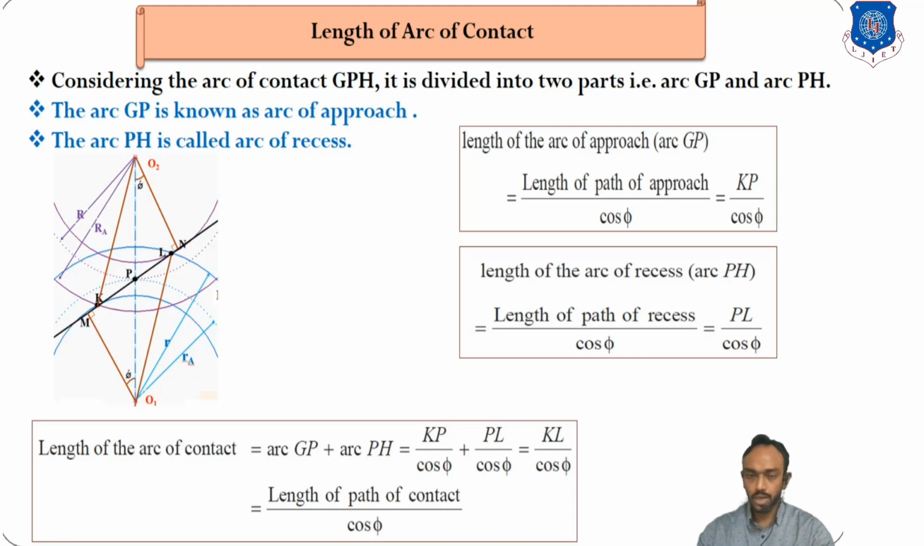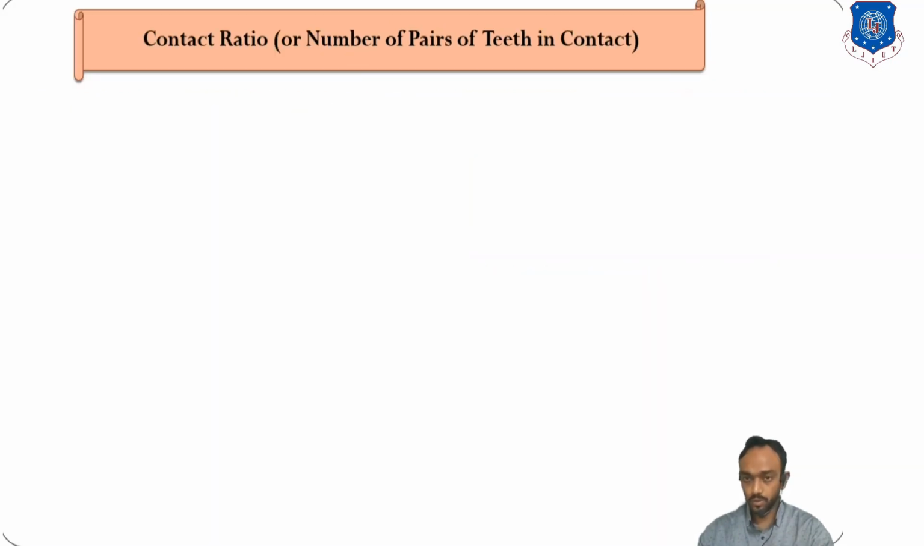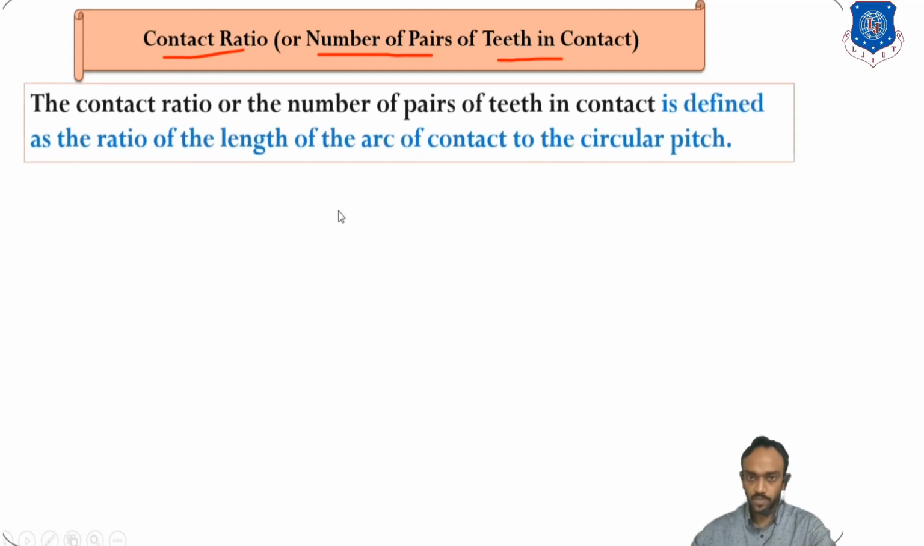Now next we are going to learn what a contact ratio, or number of pairs in contact, is. First, a simple example: imagine two gears with very small teeth on both, so the number of teeth in contact will be high. We are going to count or learn the number of pairs in contact, which is also known as the contact ratio. So what is a contact ratio?